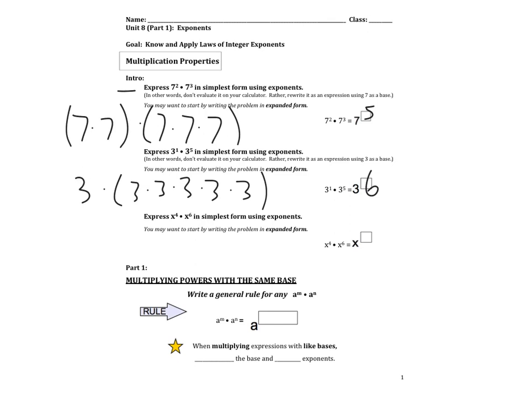Let's do one with x's. X to the 4th times x to the 6th. If I was to expand that out, there would be 4 x's and then 6 more, making 10 altogether. So x to the 10th power.